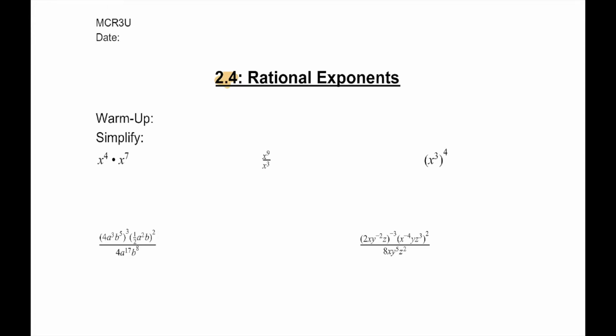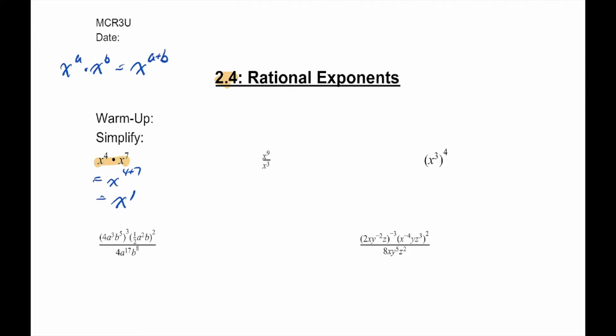So the first one, we have x to the 4 times x to the 7. So this is the product rule. Here we have the same base and we're multiplying two powers of the same base, so we're going to have to add the exponents. So this is going to be the same thing as x to the 4 plus 7, which is x to the power of 11. So a general rule here is that if we have x to the power of a times x to the power of b, in other words, our base is the same, then we just add the exponents together, and that's how we simplify it.